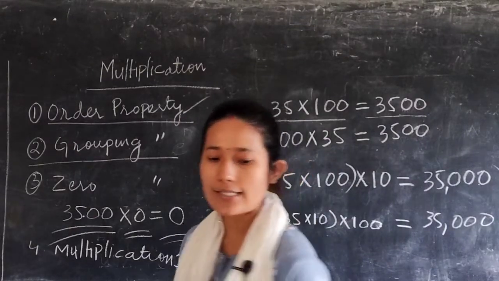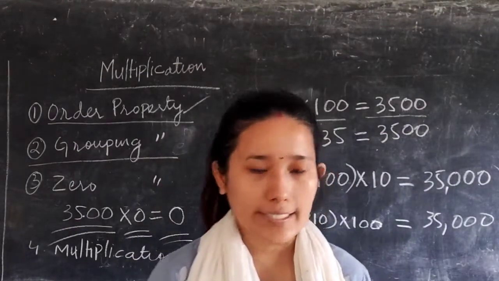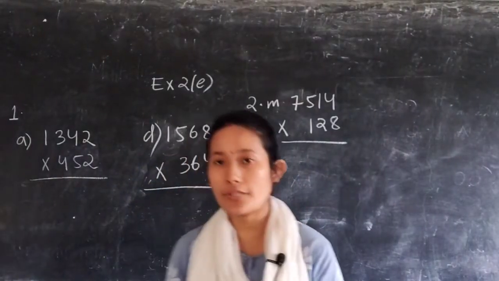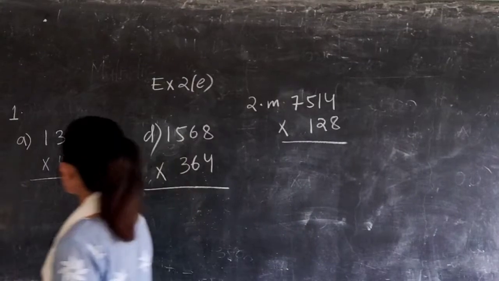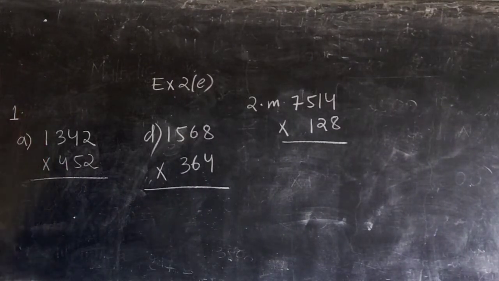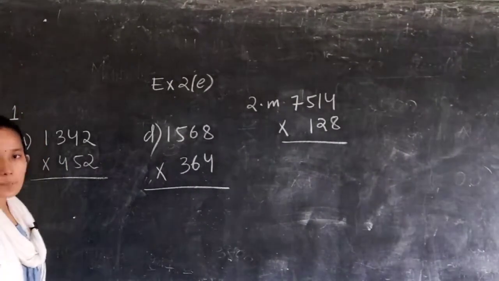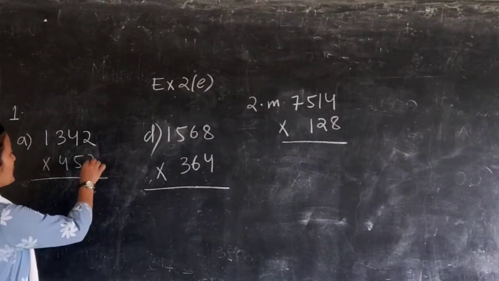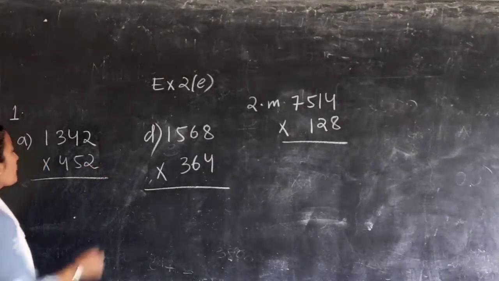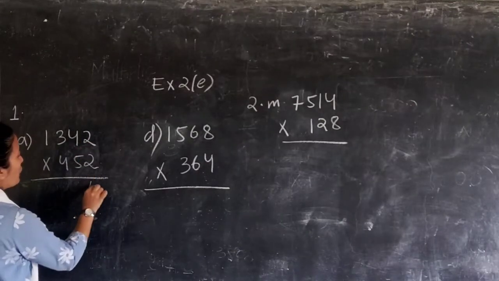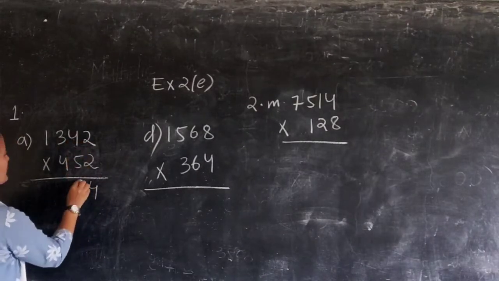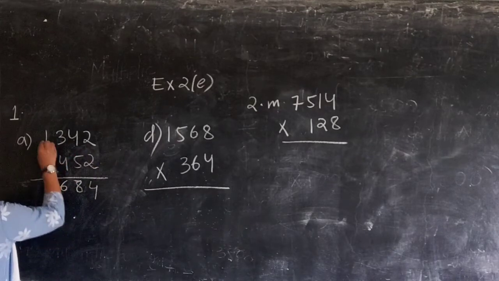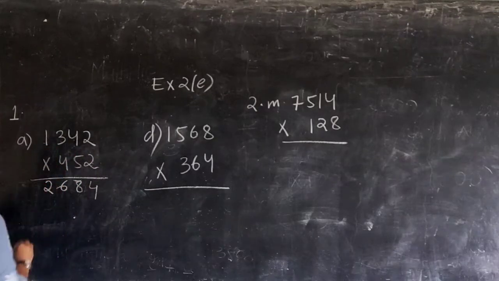Now let's go to exercise 2E. Okay, now let's move on with the exercise, that is exercise 2E, question number 1. The question number 1 says find the product, that means multiply the numbers. Okay, so like always we'll start with the ones digit only. So 2 2s are 4, 2 into 4 is 8, 2 into 3 is 6, 2 ones 2.